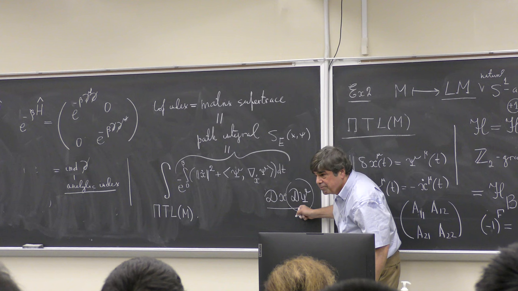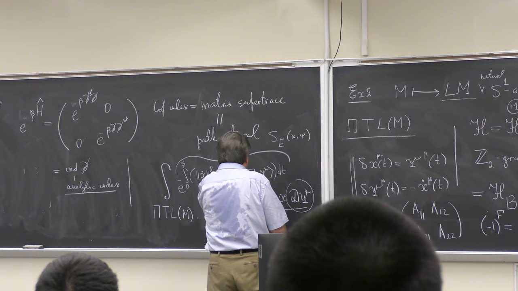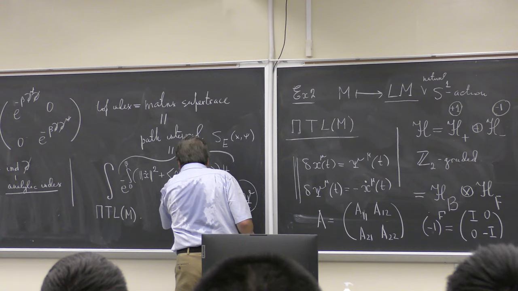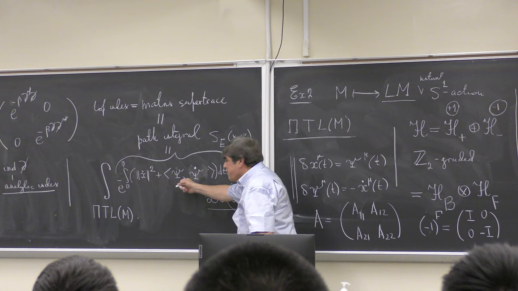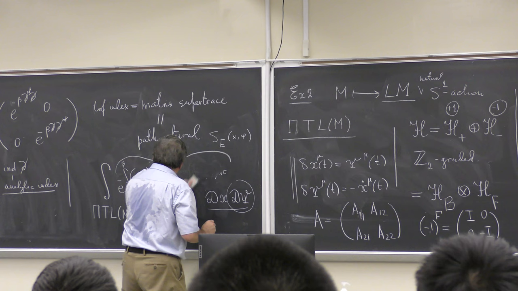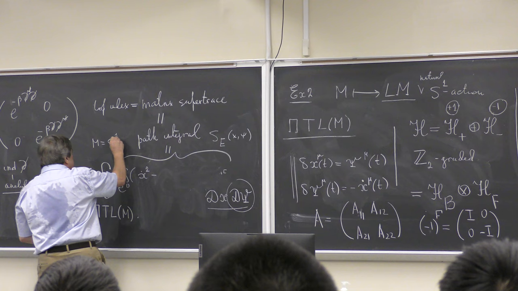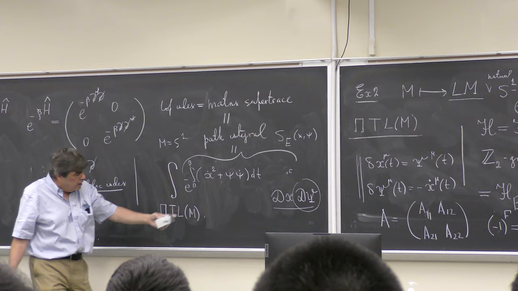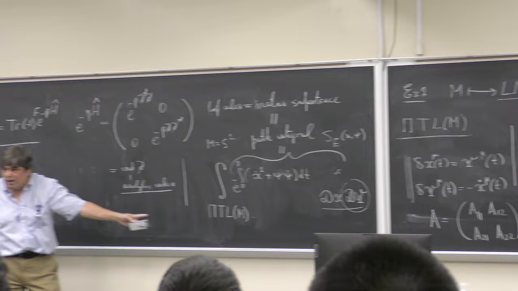But in many cases, now let's do the following. Let's take the Lie group, or even let's take the circle, and replace this by the time derivative. It's just one dimensional, just x dot squared. And here you write this for M equals S1, psi dot dt. Now, psi is a periodic function on a circle and admits a Fourier expansion, and the constant term is missing from the action. Therefore, the fermion path integral is automatically zero.